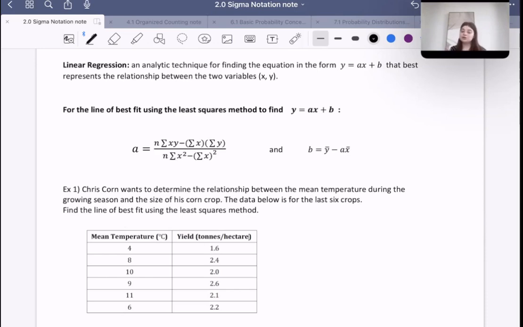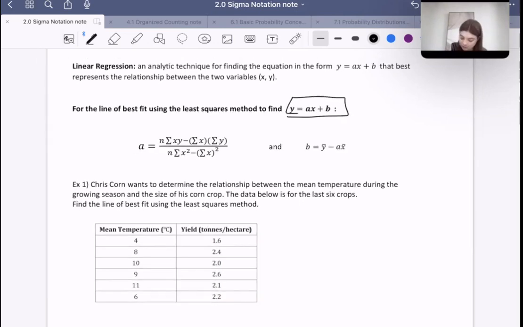So we can use these equations to find a and b. And once we know a and b, we will have the equation of a very specific line that best represents the data as a whole. That's going to be our scientific line of best fit as opposed to our guesstimated line of best fit.